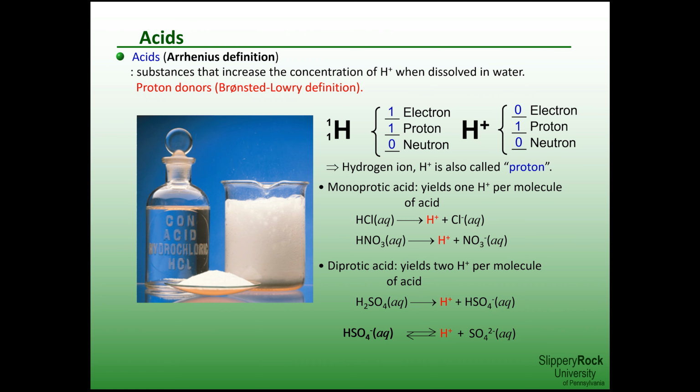Note that the release of the first proton from sulfuric acid occurs completely, which is represented by a single arrow, whereas the release of the second proton occurs only partially, which is represented by a double arrow.